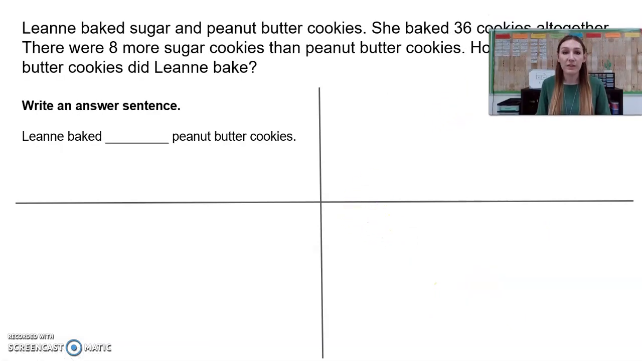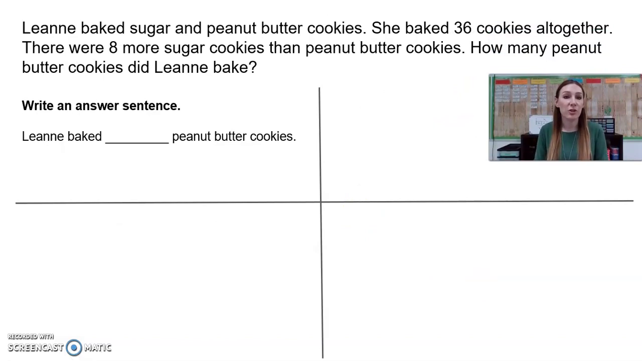All right, our last example reads, Leanne baked sugar cookies and peanut butter cookies. She baked 36 cookies altogether. There were 8 more sugar cookies than peanut butter cookies. How many peanut butter cookies did Leanne bake?